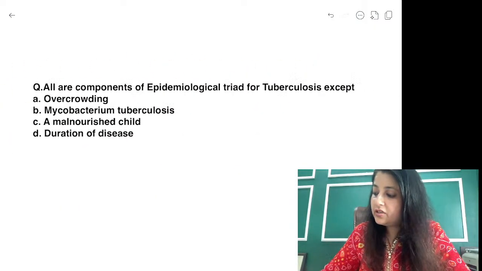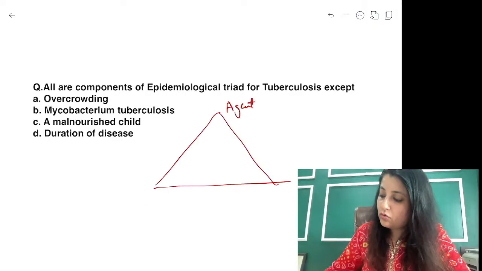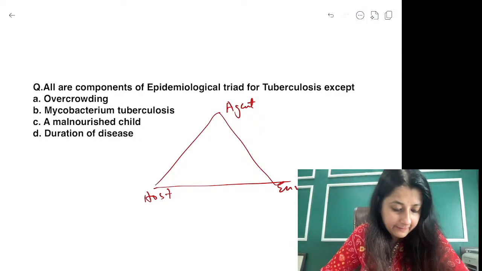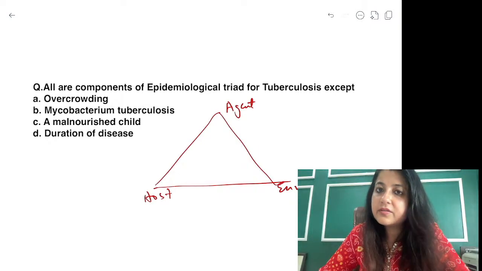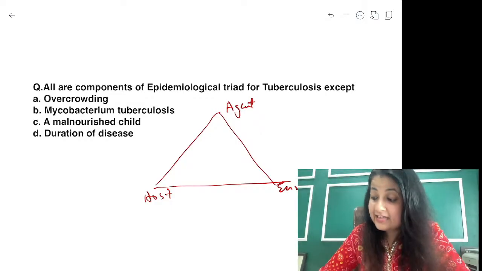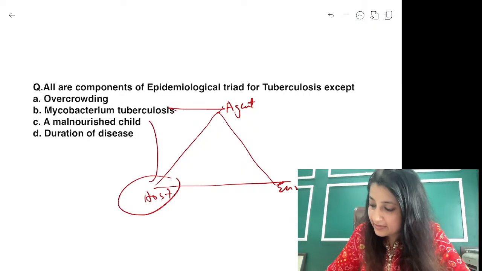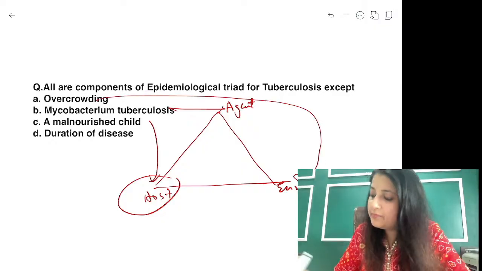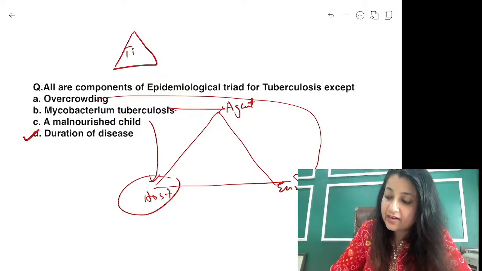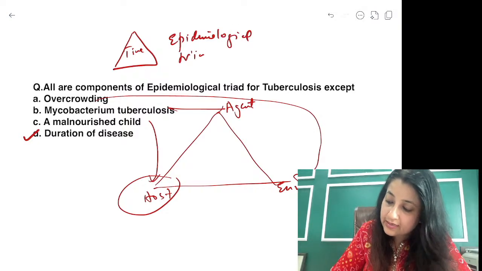All are components of epidemiological triad for TB except, what is triad? Agent, host, environment. So which is not a component of epidemiological triad of TB here? General health checkup is to make an early diagnosis. It's screening. Figure it out from this. What is the agent? Agent is Mycobacterium TB. Who is the host? Malnourished child. What is overcrowding? Environment. So which is not over here? Duration of disease. When we take duration of disease, time factor, duration, it will be the epidemiological triangle.